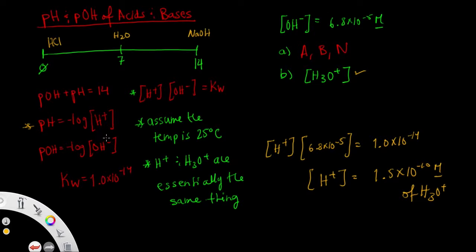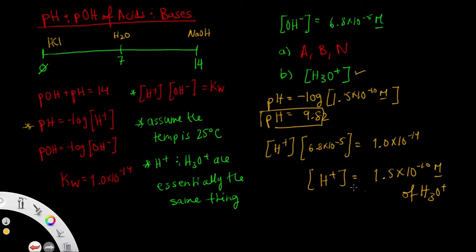Well, we know that pH is equal to the negative log of our H plus, or our hydronium concentration, which we found out to be 1.5 times 10 to the negative 10 moles per liter. So if we type that in, 1.5 times 10 to the power of negative 10 moles per liter, we would get that our pH is in fact 9.82. All right, our pH is 9.82.